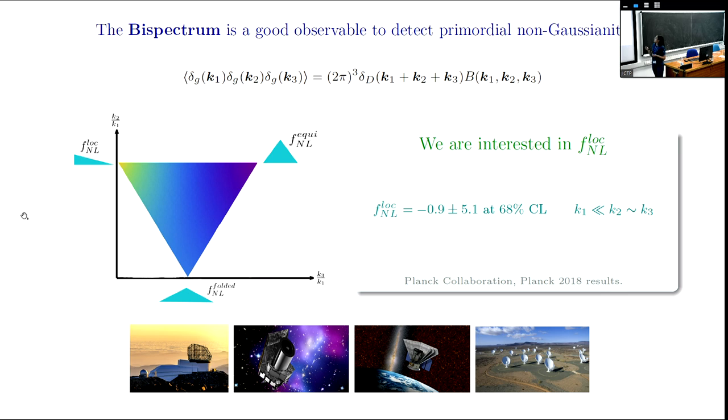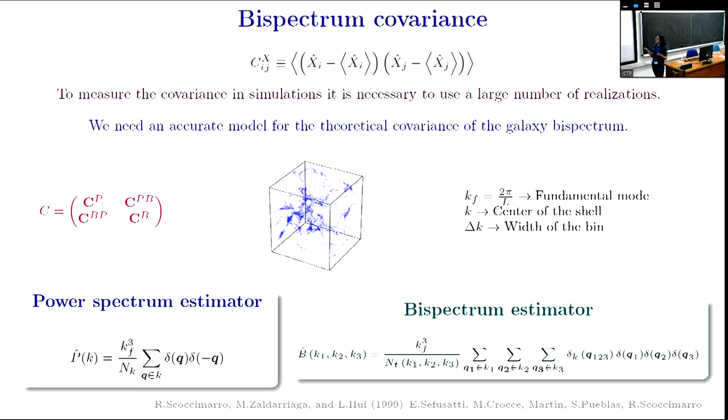We are interested in constraining primordial non-Gaussianity of the local type, for which the bispectrum is sensitive in the limit when one of the modes is much smaller than the other two. The idea is to improve the constraints from the Planck collaboration by using the data coming from upcoming surveys. To constrain the theory with the observations, we need to compute observables with the same precision as the observations. So we need an accurate modeling for the bispectrum, but also for the bispectrum covariance, in order to extract the information from the bispectrum.